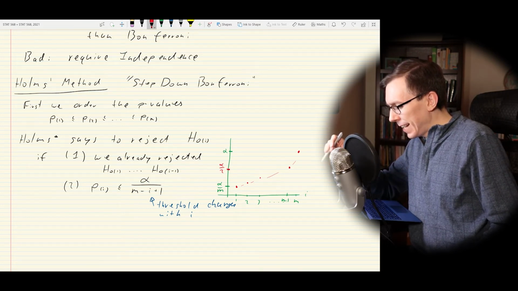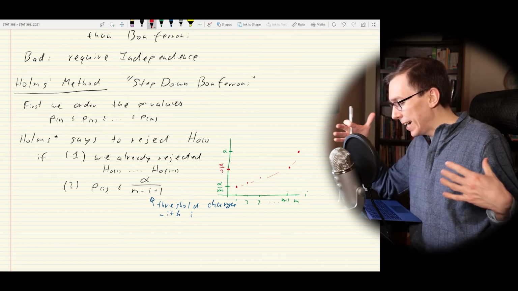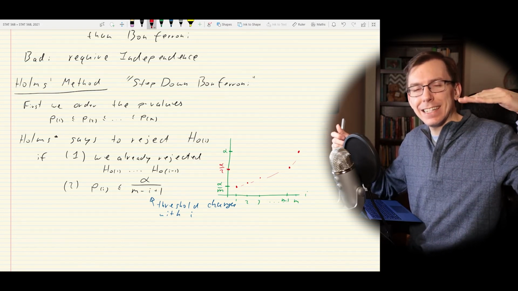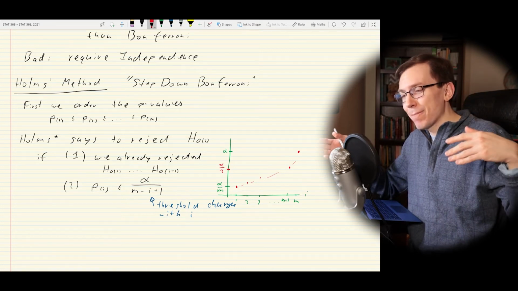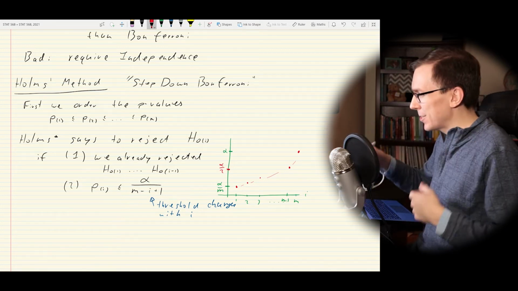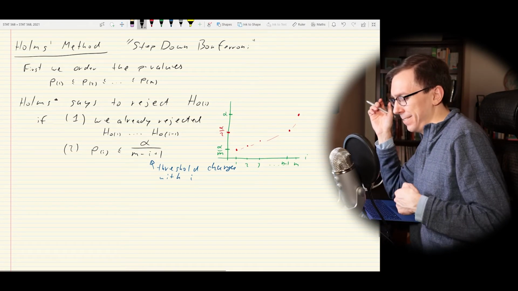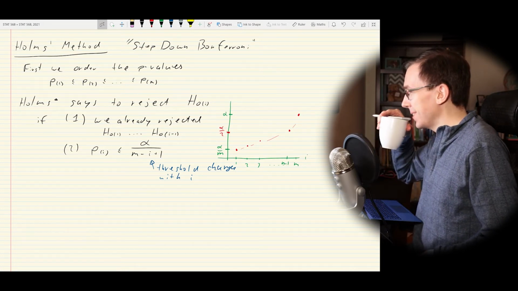So basically the idea here is that we're going to start with the smallest p-value, work our way up, and keep increasing the test size ever so slightly with each successive rejection. And the claim, I should say, is that somehow this is going to control the family-wise error rate. So let's see if it does that. It does.